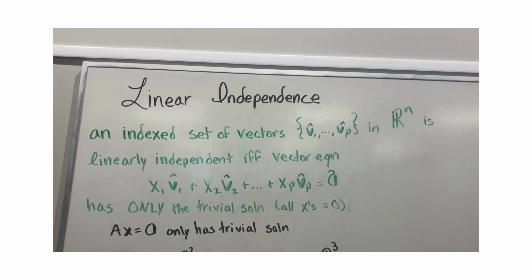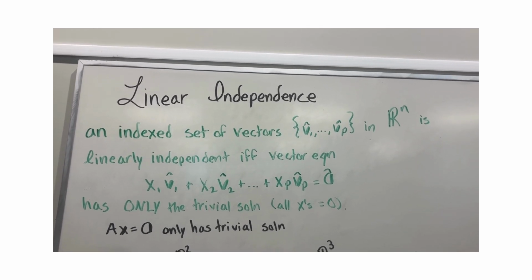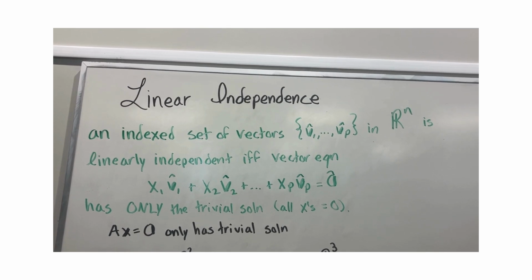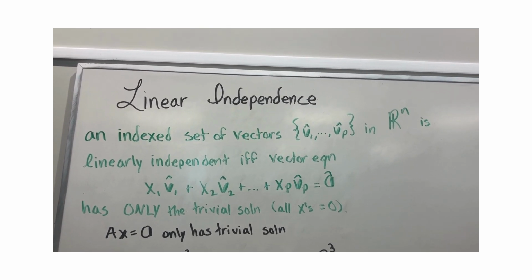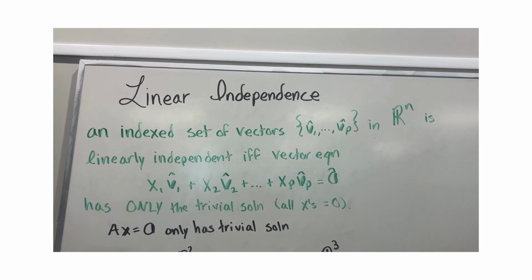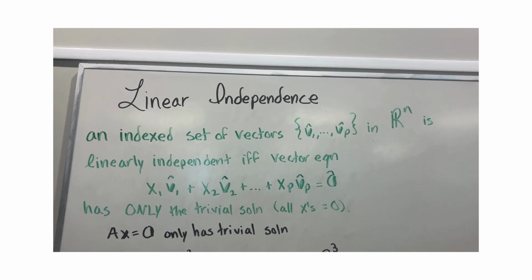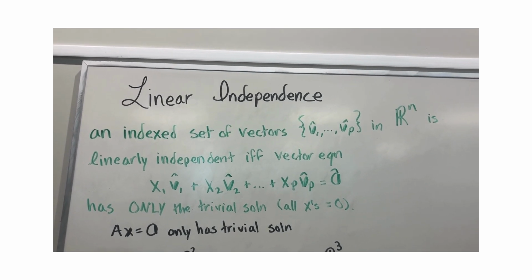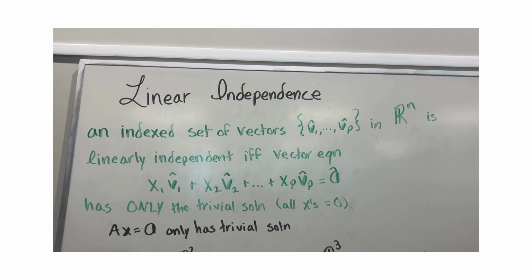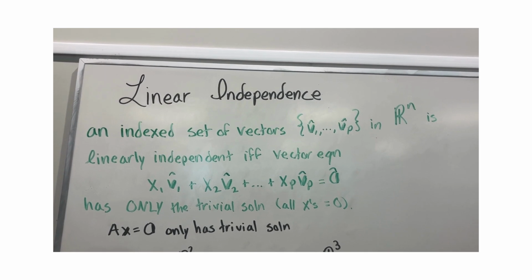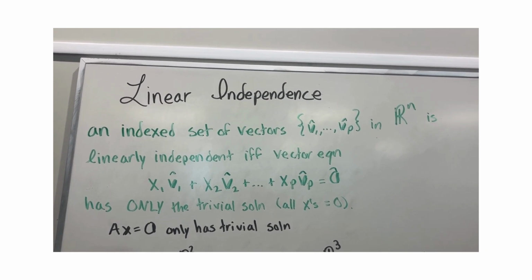An indexed set of vectors v1 to vp in Rn is linearly independent if and only if the vector equation x1 v1 plus x2 v2 plus xp vp equals the zero vector has only the trivial solution, meaning that all x's, or all weights in this equation, are equal to 0. In other words, if we were to take this vector equation and condense it into the matrix equation Ax equals the 0 vector, then we would see that we only have the trivial solution.